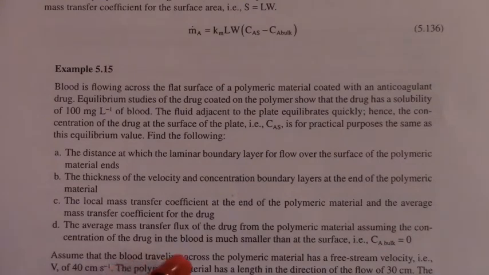We assume that the blood traveling across the polymeric material has a free stream velocity of 40 centimeters per second. The polymeric material has a length in the direction of flow of 30 centimeters, and the diffusivity of the drug in blood is given as 4.3 times 10 to the minus 6.